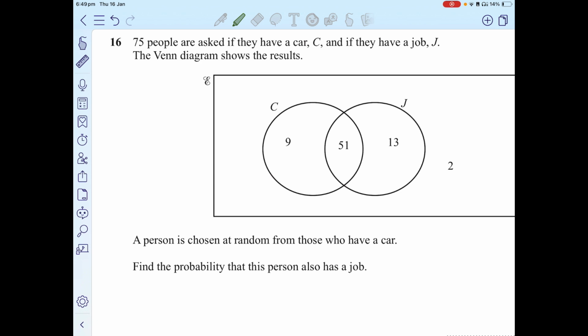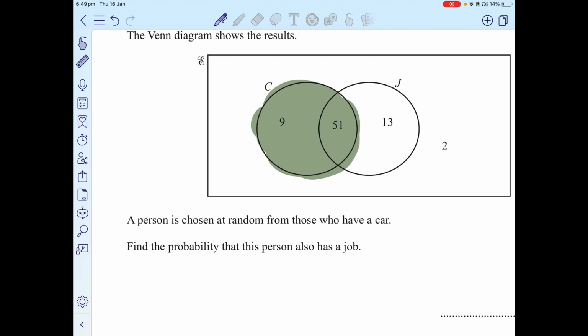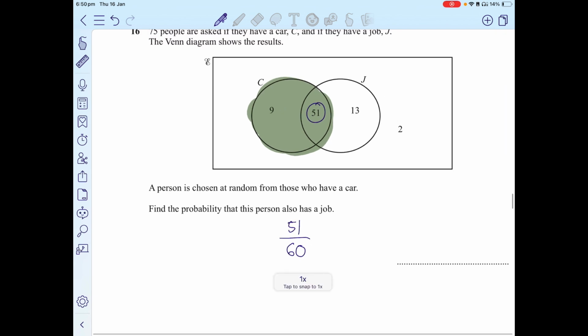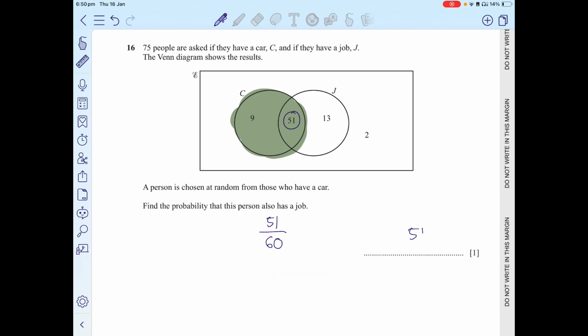Now, when they say the person chooses randomly from those who have a car, they're only selecting people from this highlighted region. So what is the total number of people here? 51 plus 9, which is 60. Find the probability that the person also has a job. Out of these 60 people, how many have a job? Only 51. This 51 suggests they're in both categories. So we have 51 people who have a job and a car out of a total of 60 people in the category of cars. So 51 out of 60 would be our answer. I hope this is clear.